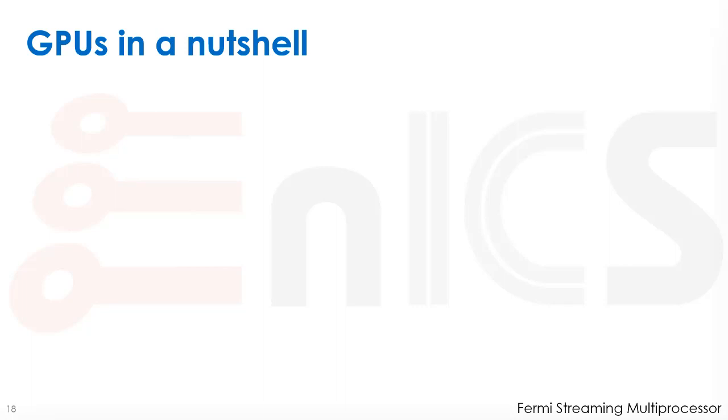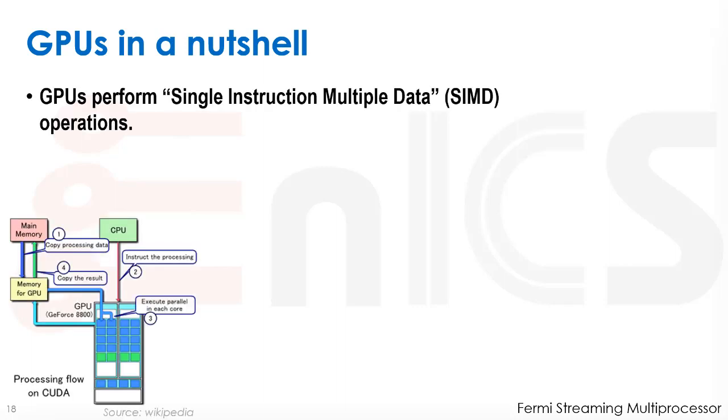So, GPUs in a nutshell. Again, as I mentioned, GPUs perform what we call SIMD, or single instruction multiple data operations. And we can see this processing flow on CUDA in this little figure from Wikipedia. What we do is we copy the processing data over from main memory into the GPU memory. Then the CPU, which is the host, sends out a list of instructions to run. So it instructs what the processing should be on this data that we copied over.